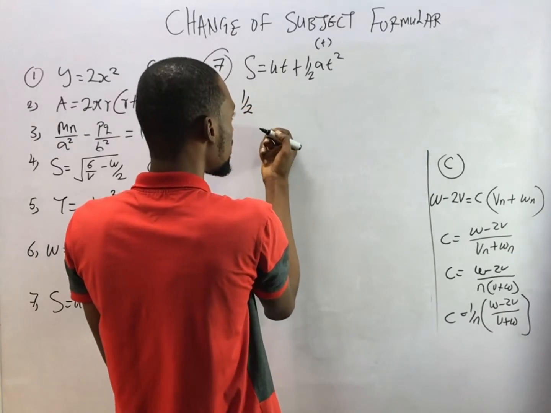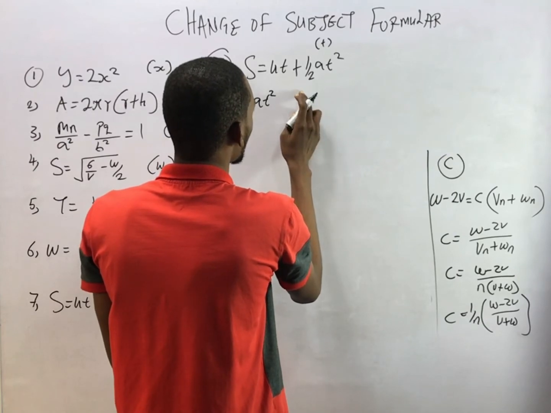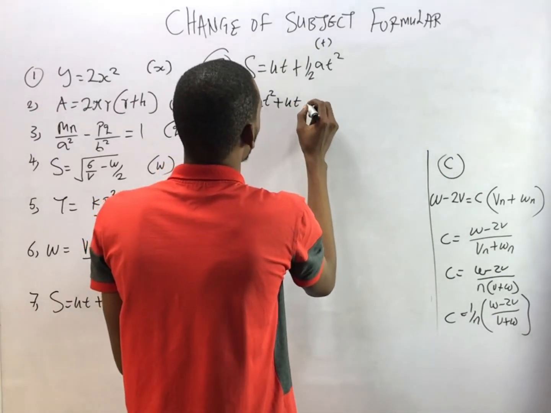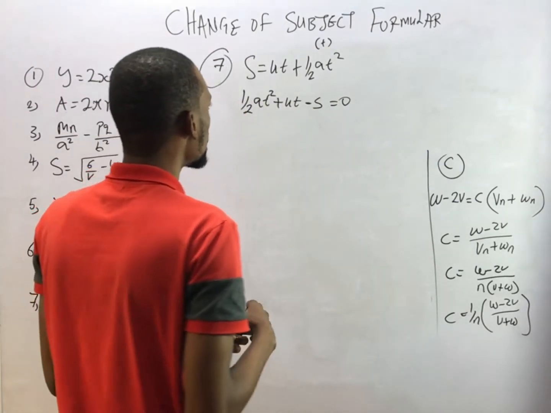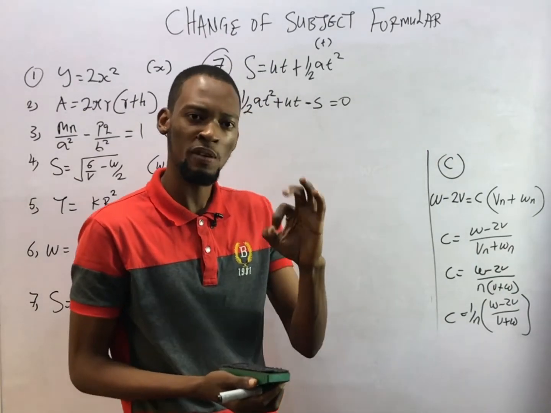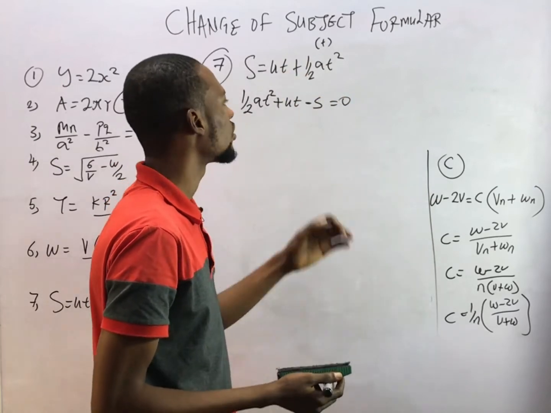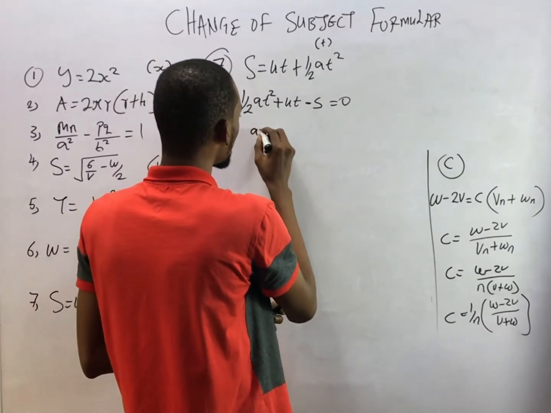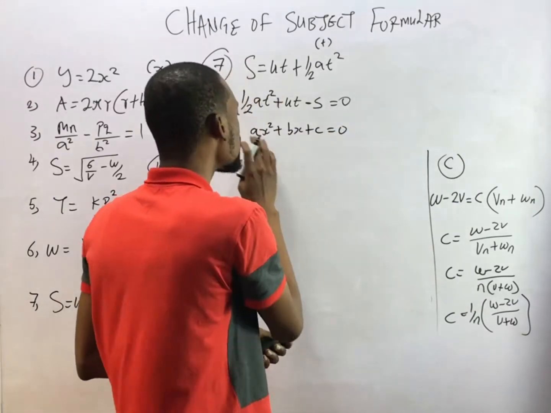Rearranging: 1 over 2 a t square plus ut minus s equals 0. Yes, because it looks familiar. When you have an equation where the highest power is 2, it is a quadratic equation. Compare this to a t square plus bt plus c equals 0. So this is a quadratic equation.